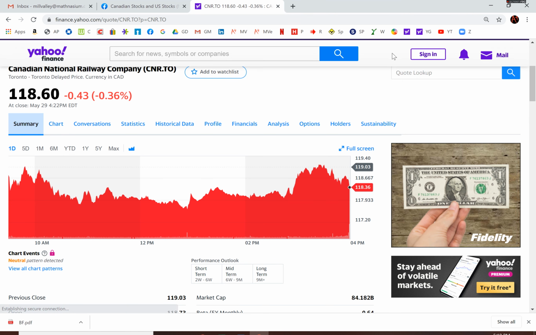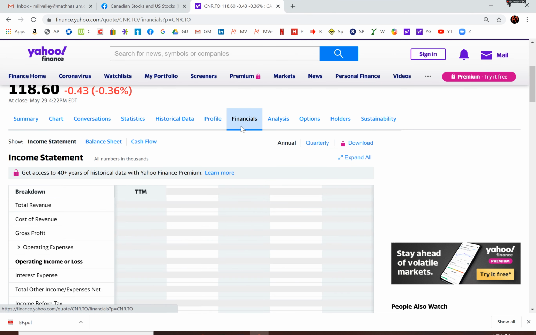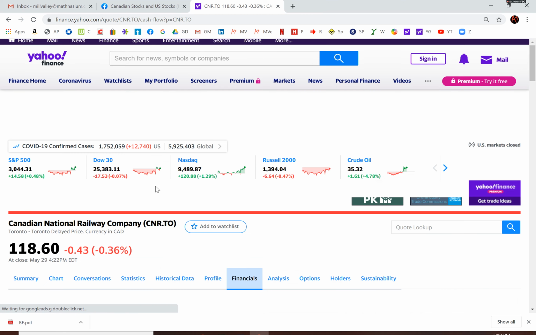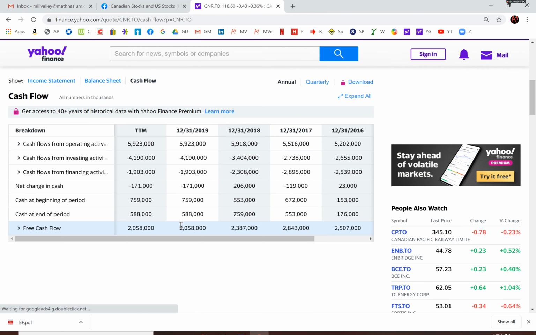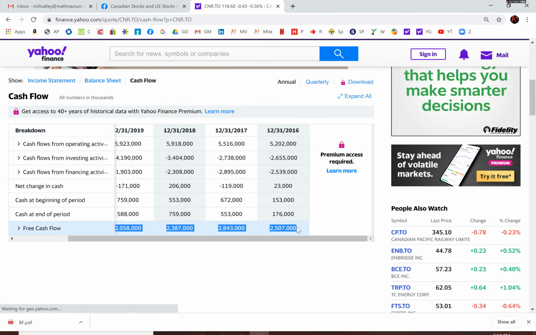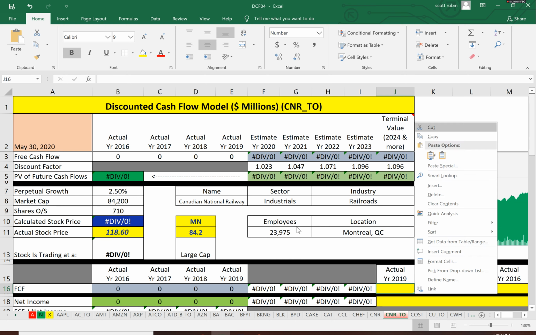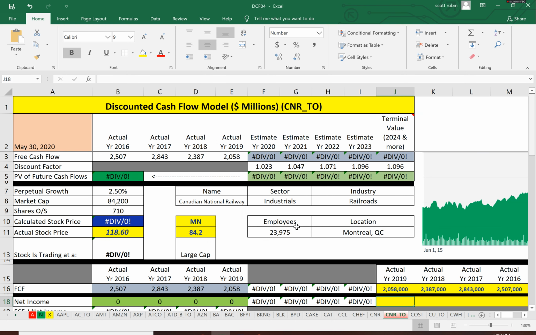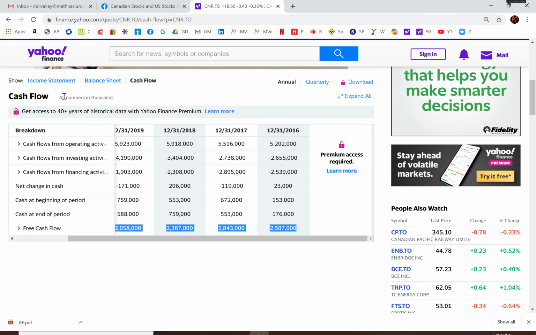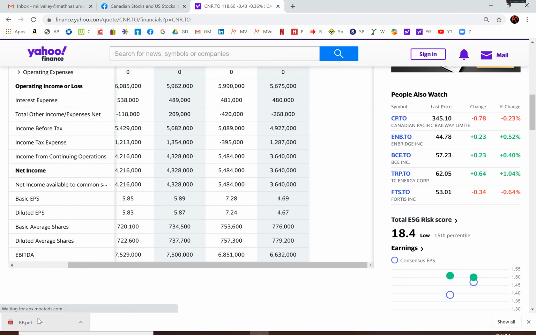Next is free cash flow. The best way to calculate the stock price for a company is to estimate future free cash flow and discount that number back to today's dollars. And that's what we're doing in this model. We take 4 years of that data. And next is the income statement, and we need net income.